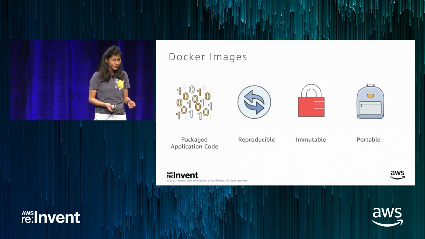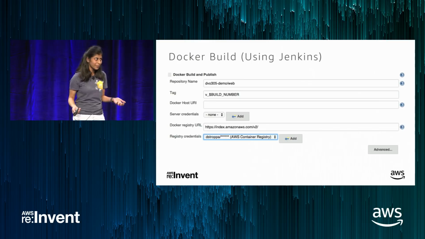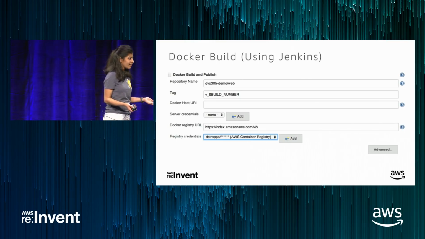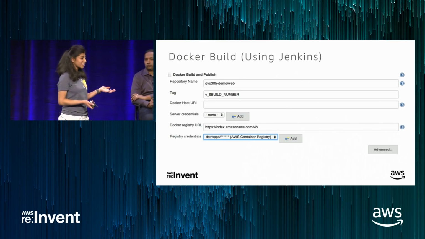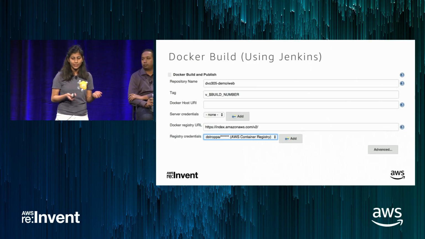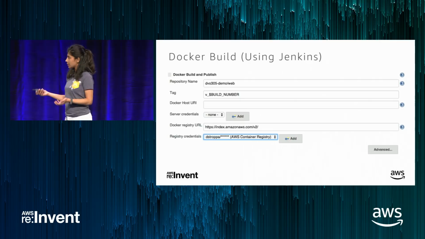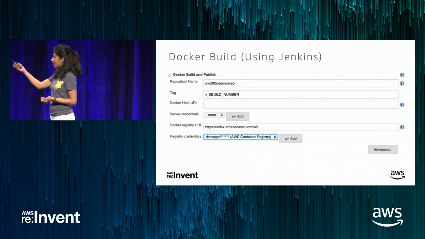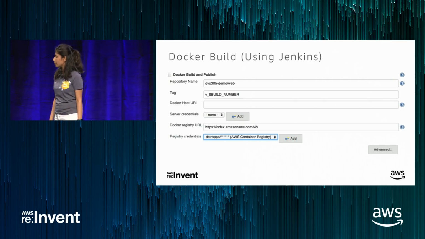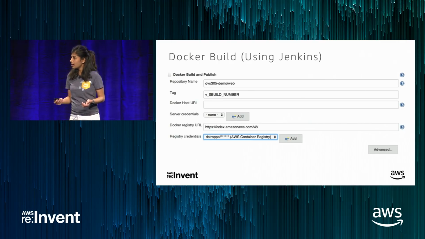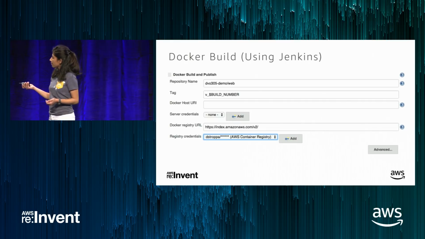So how do you get to the Docker image again? You just simply run docker build locally. Or you could use the Jenkins plugin called CloudBees build and publish plugin that lets you specify the image that you want, tag it. In this case, we're tagging it with the build number. Then you specify the registry where you want to actually push your image so that it goes and gets stored there. In this case, we're using the AWS container registry.